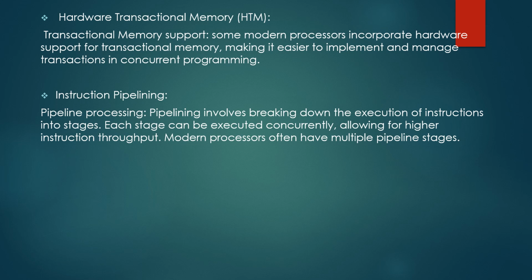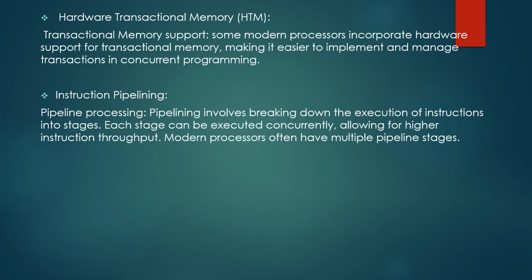We also have what is known as hardware transactional memory, the HTM. Now, transactional memory support: some modern processors incorporate hardware support for transactional memory, making it easier to implement and manage transactions in concurrent programming. Here, the processors communicate with the hardware components connected to them to enable fast and easier transactions to happen. We are talking about withdrawals and deposits. With the use of the hardware systems, if someone is committing onto the same transaction, the system can slow down a bit so that the update is done and your data is consistent.